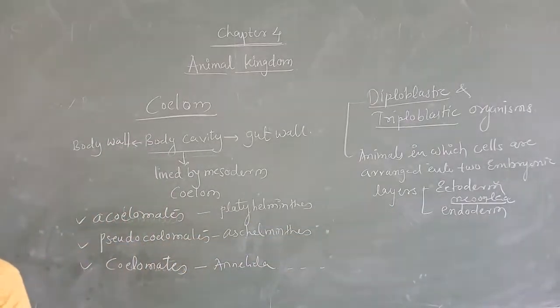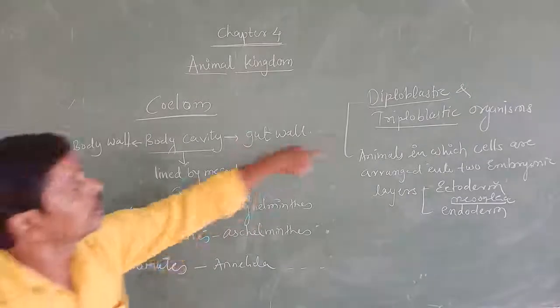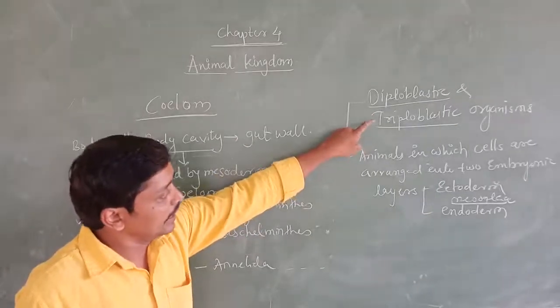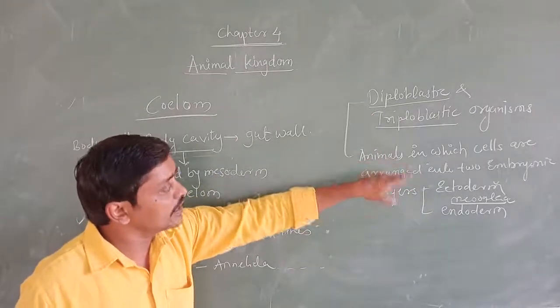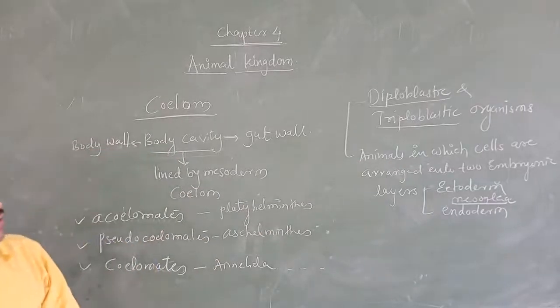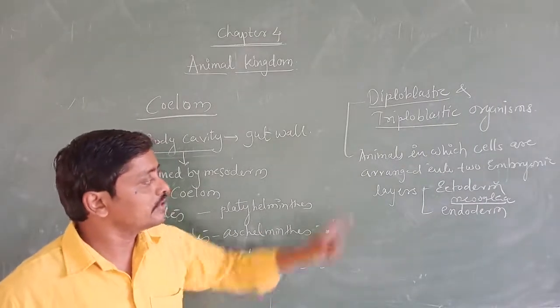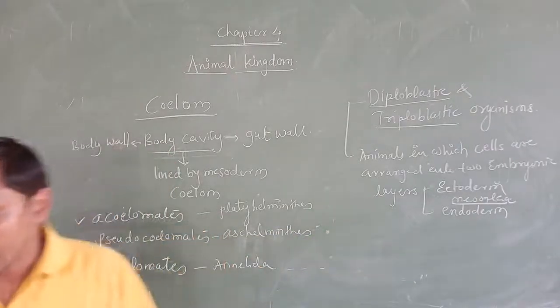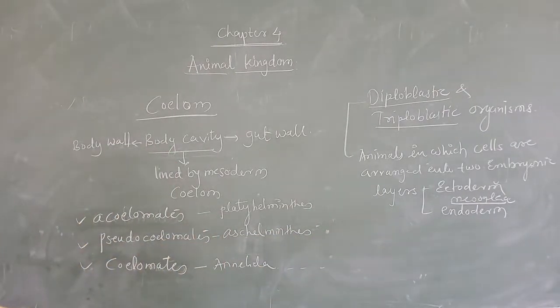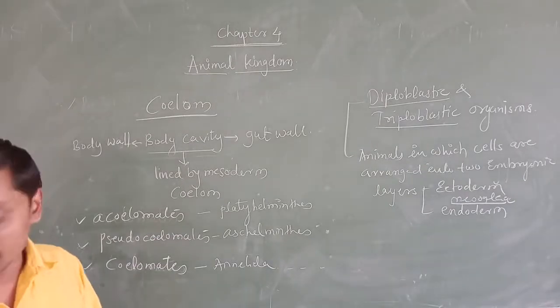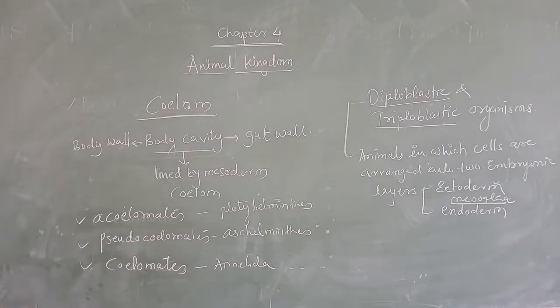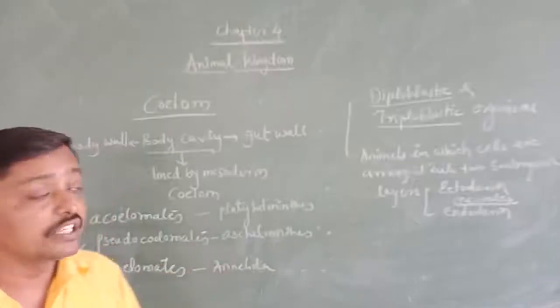Now we are going to discuss about what? Triploblastic organisms. They are animals in which the cells are arranged into three embryonic layers. What are those? Ectoderm, endoderm, and in between the ectoderm and endoderm we are going to find another one, a germinal layer called the mesoderm.